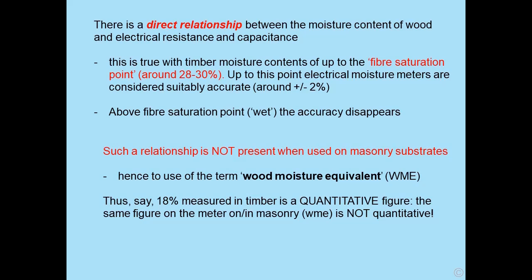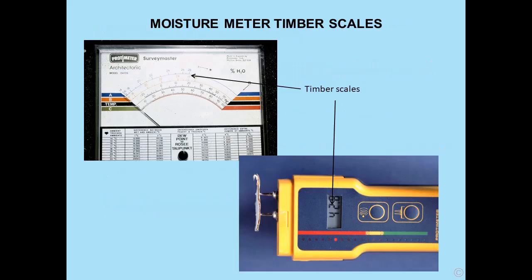However, what one must remember and appreciate, as shown in earlier modules, is that if these things are going to be used on masonry, it's the pattern of readings that is important, not the actual figure. Moisture meter timber scales. On the left is a very old meter and it has two scales, softwood and hardwood. Also note that it is not calibrated, for want of another word, beyond 28%, i.e. it is not calibrated beyond the fibre saturation point.